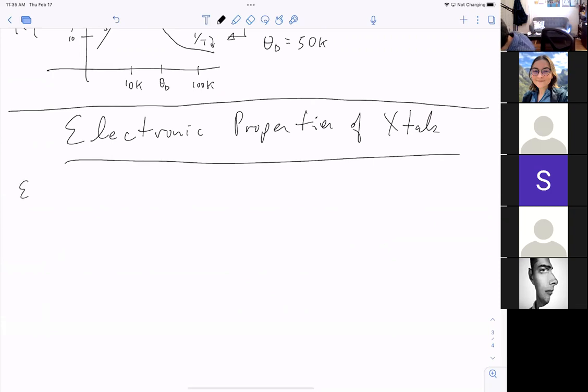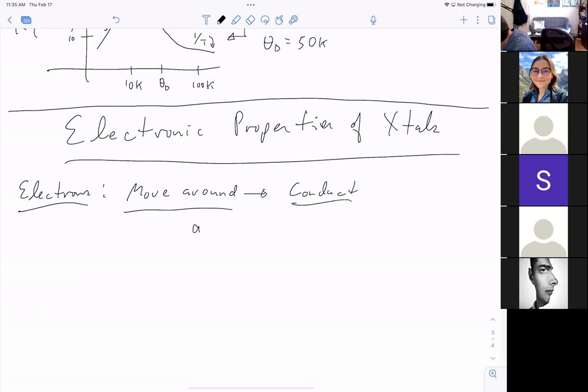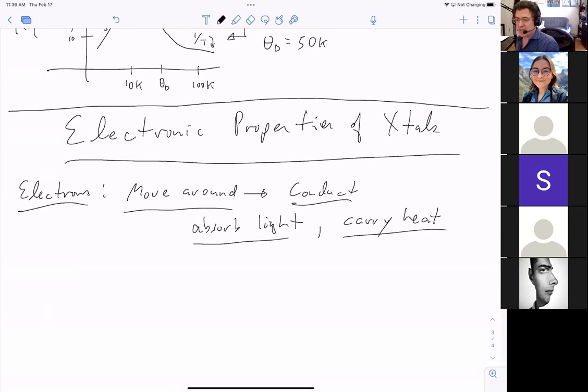So electrons can move around, jump around. They move around, they jump around, and they conduct electricity, and they absorb light, and they carry heat. So we'll talk about all of these things, because those are the things we need to understand crystals. That's basically the property of materials around you.